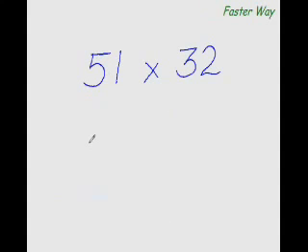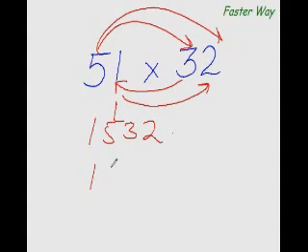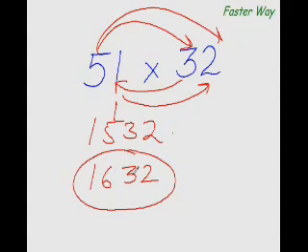Alright. So now let me show you the faster way of multiplying any two digit number with any other two digit number. So watch me. This is what my answer is, 1632. So have you understood how I have done this? Okay, let me explain it to you in more detail.